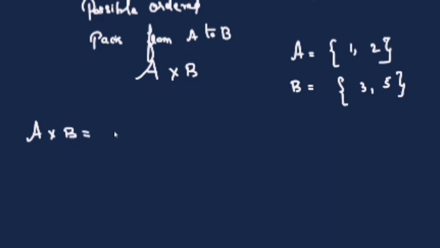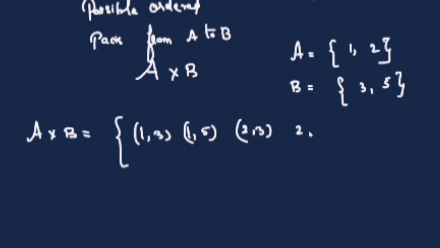What is A cross B? You all know how to find A cross B. What is A cross B? (1, 3), (1, 5), then (2, 3), (2, 5). So we have written all the ordered pairs, isn't it? From A to B, all the ordered pairs we have written. That is your A cross B. Now I am going to define a relation R from this. It should be from A cross B.